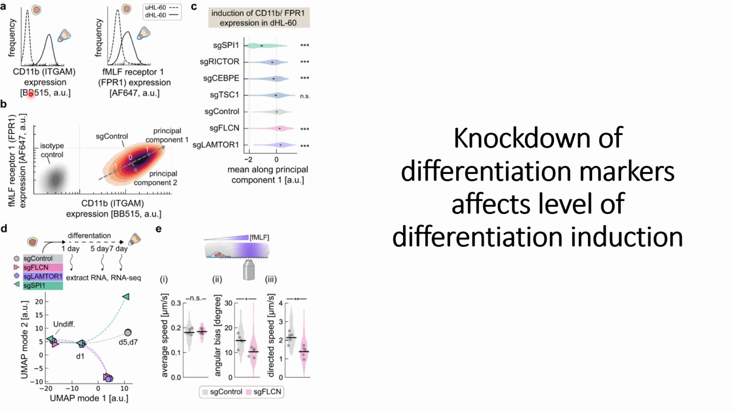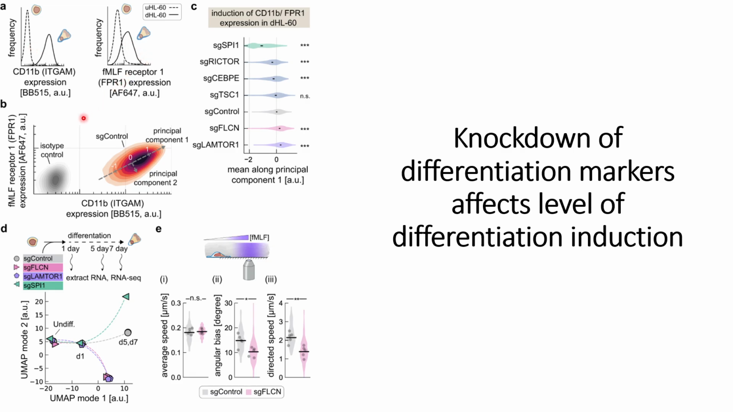They check two important markers for these HL60 cells, that is CD11B and fMLF, and they can see that in the case of the induction of differentiation, there is an upregulation of CD11B and fMLF, which can be seen here in the flow cytometry results in panel A compared to the undifferentiated, uninduced HL60 cells.